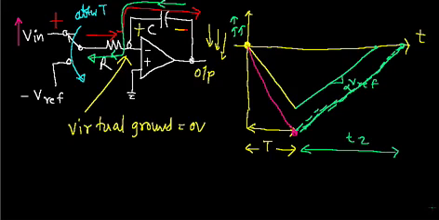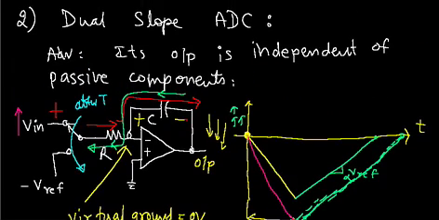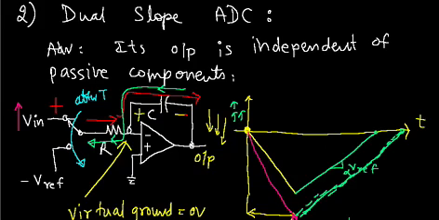So this is the waveform. Now how does this give us the advantage? Now what is the advantage? The advantage is this: its output is independent of passive components. This is the advantage which we would like to prove.